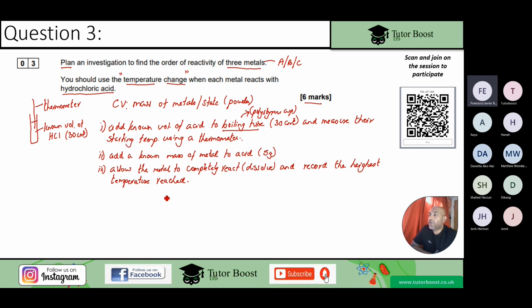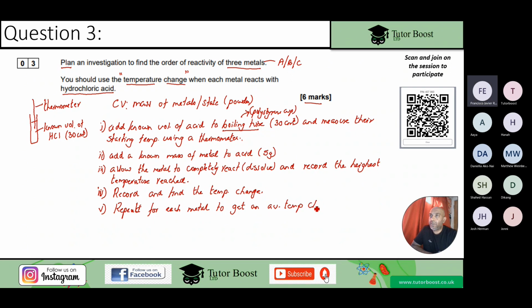But you can actually use the other method, which is to find the temperature reached for a given amount of time. So let's say 5 minutes. Allow the metal to completely react and record the highest temperature reached. Right? Record and find the temperature change. The next 2 points are going to be important. Repeat for each metal to get an average temperature change. Right? And final point, repeat for all 3 metals.